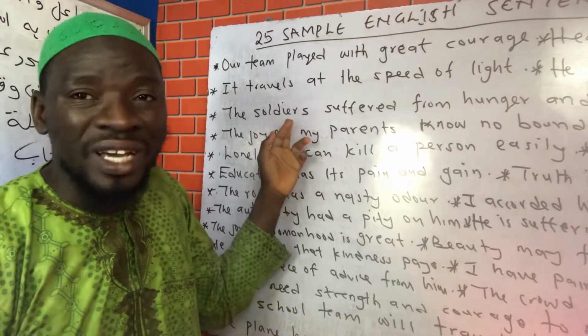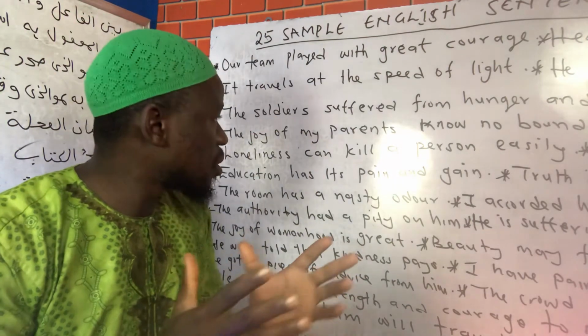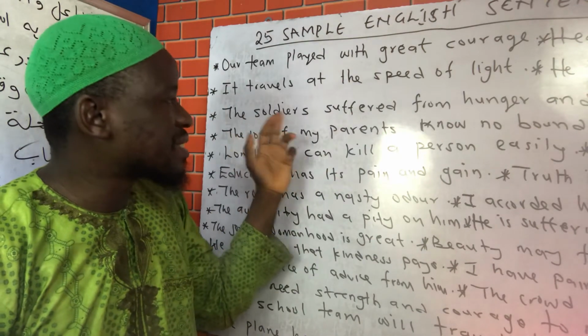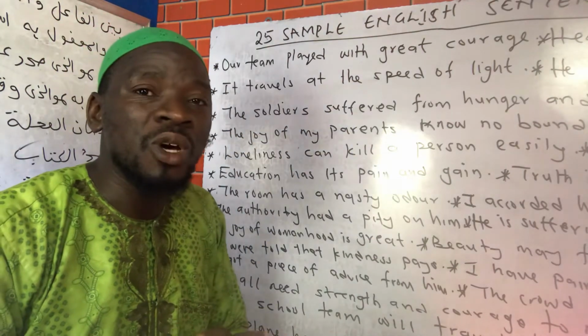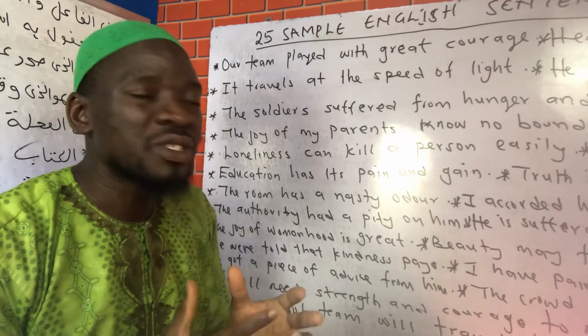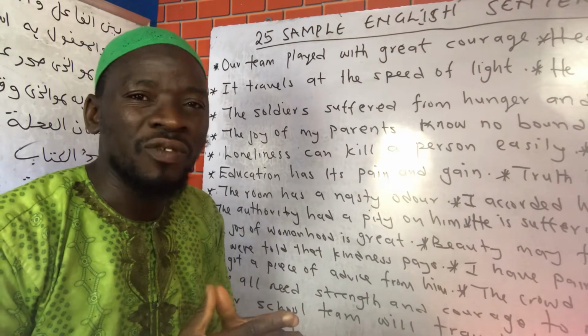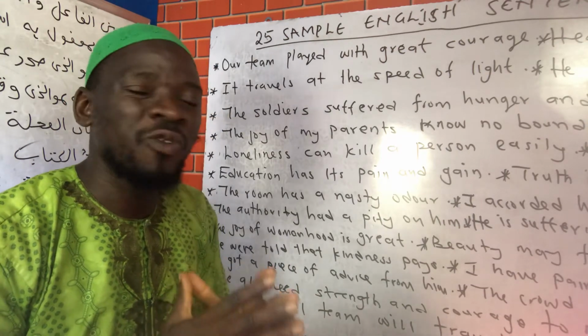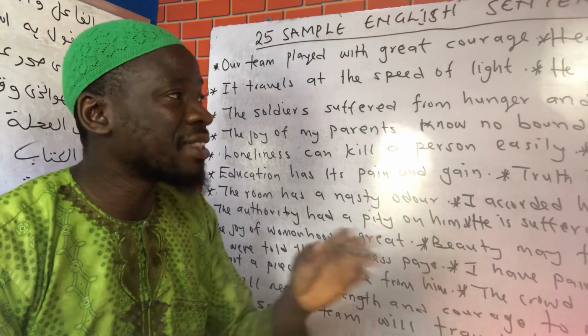The word soldiers is a group of people. The soldiers suffered from. You say someone suffered from something. He suffered from malaria. He suffered from hunger and thirst.